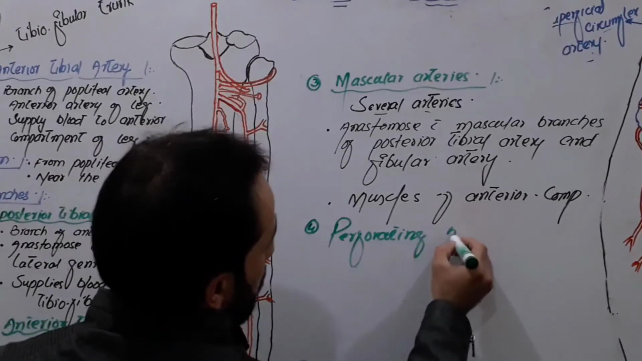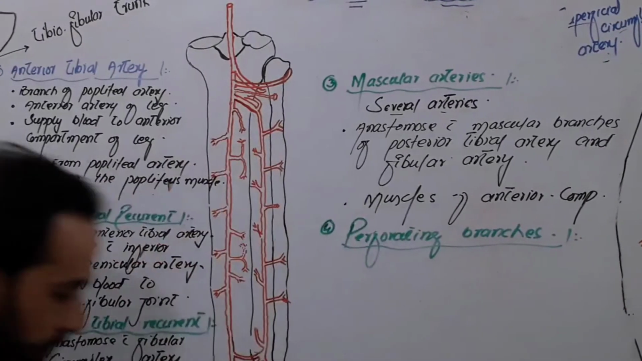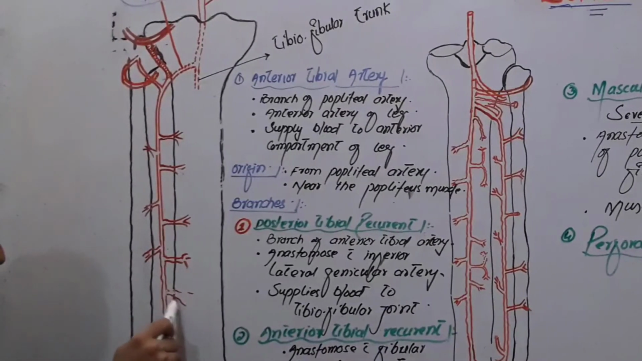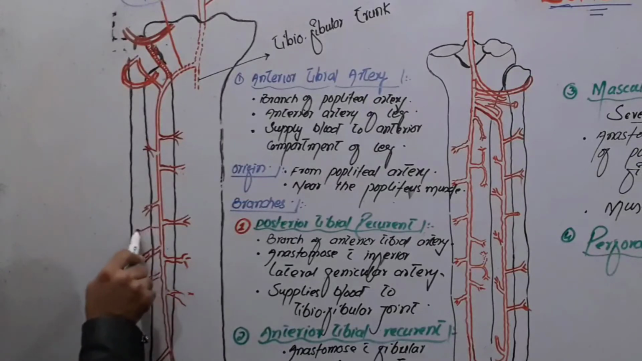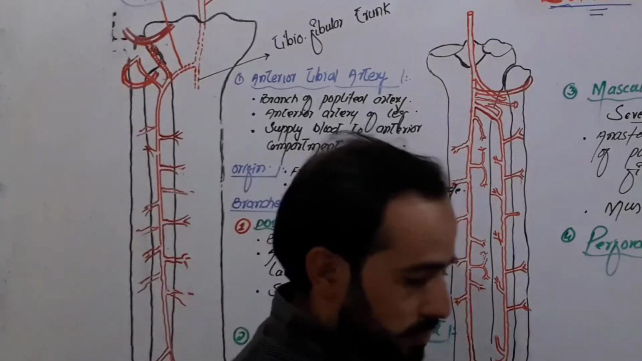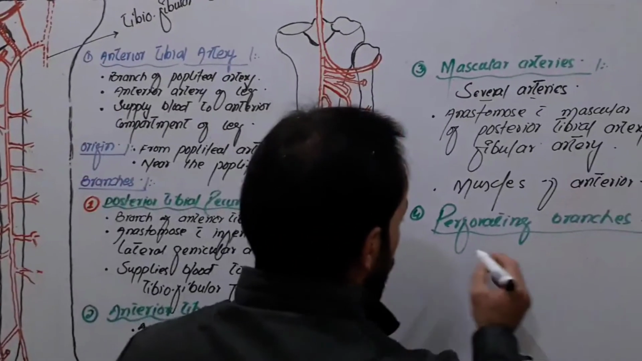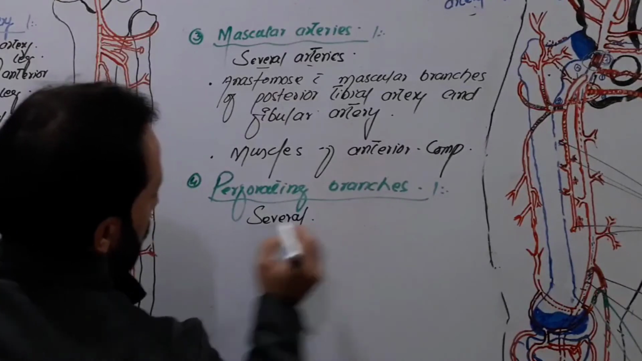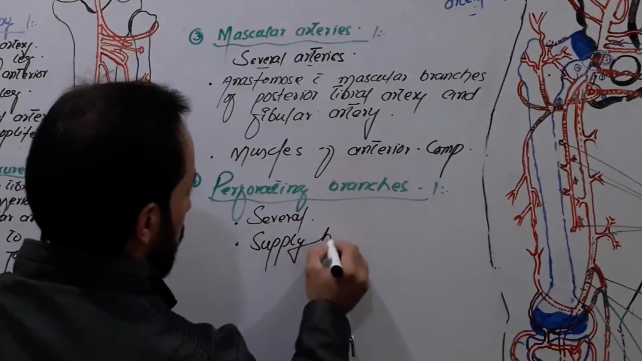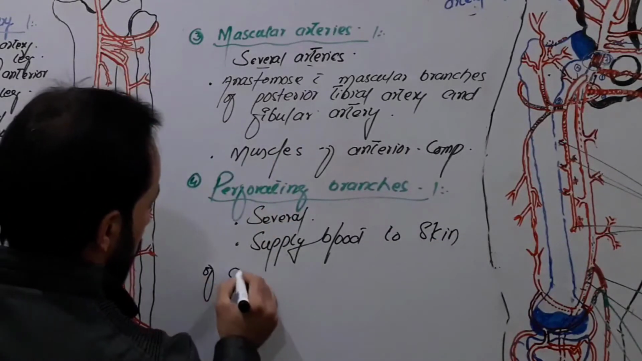Perforating branches. There are about 4 or 5 perforating branches which arise from this anterior tibial artery. You can make in your diagram like this, right? So these are the perforating branches which arise from the anterior tibial artery, right? And these are responsible to supply blood to the skin and fascia of the leg anteriorly, right? So several perforating branches, first thing, and they are responsible to supply blood. They supply blood to skin of anterior leg.